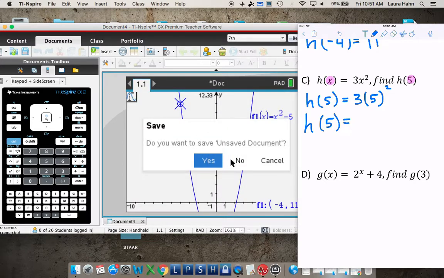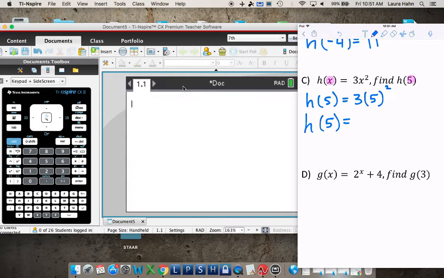Always a new document, never save, add a calculator. So it's 3, parentheses, 5, close parentheses, square it. So I know that's 75. So remember, the way we read this is y equals 75 when x was 5.